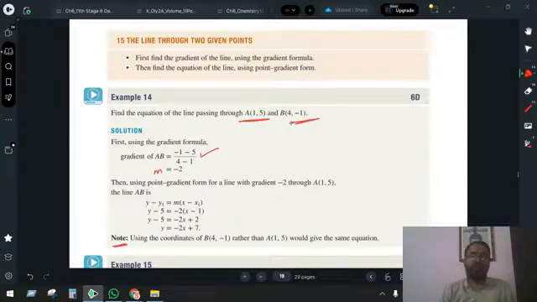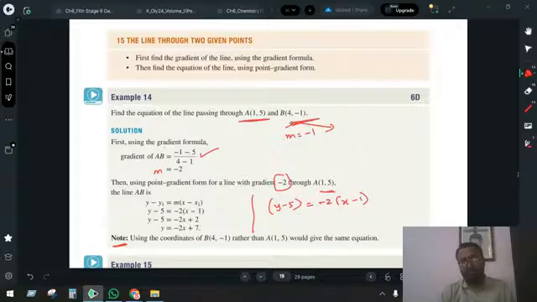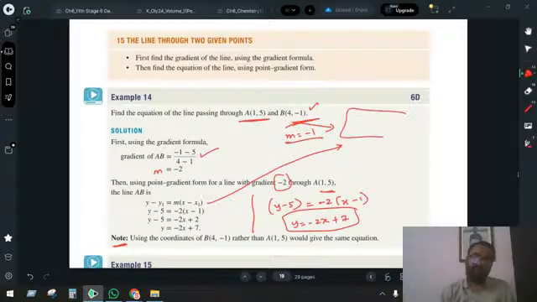In the note, using the coordinates (4, -1) and (1, 5) would give the same equation, and this is the slope. Can you try? He took (1, 5), therefore he got y minus 5 equals -2 into (x minus 1). Please try with the other point, with m equal to -2, and see what you get. I am simplifying here: y = -2x + 7. Simplify and you get the same equation. Confirm it, please.